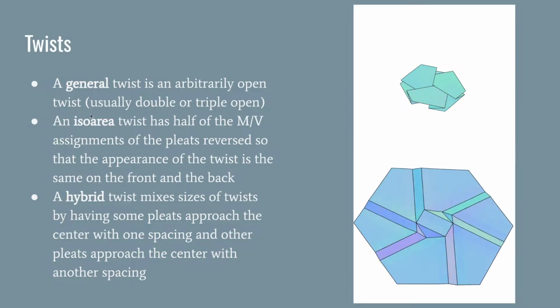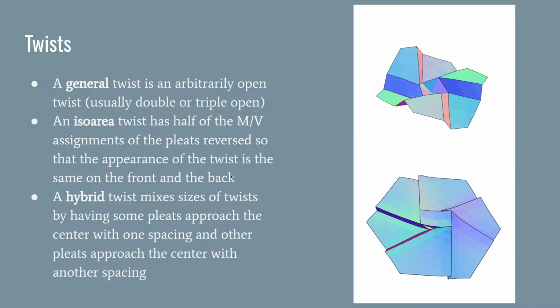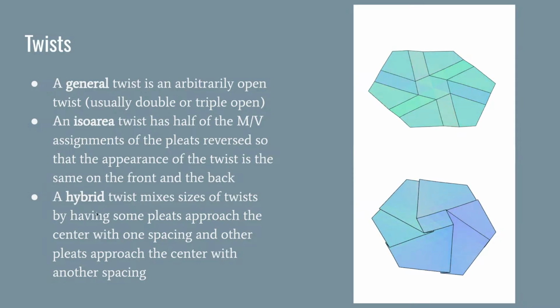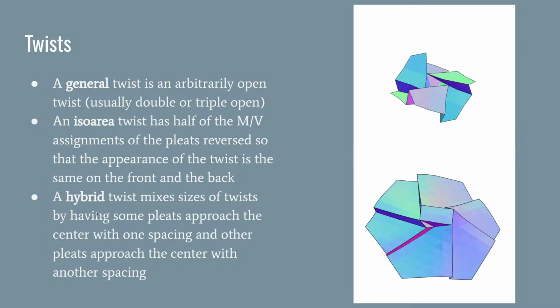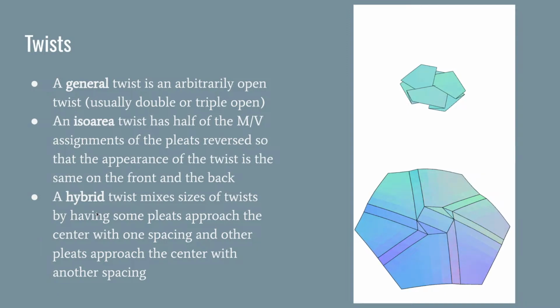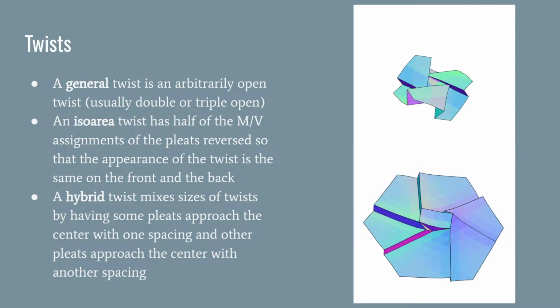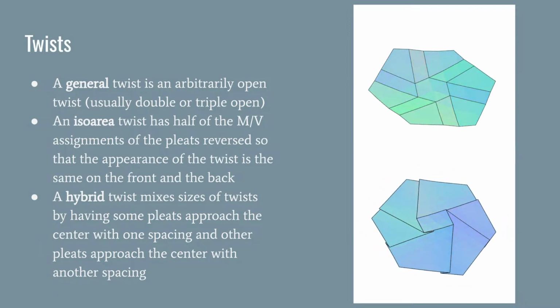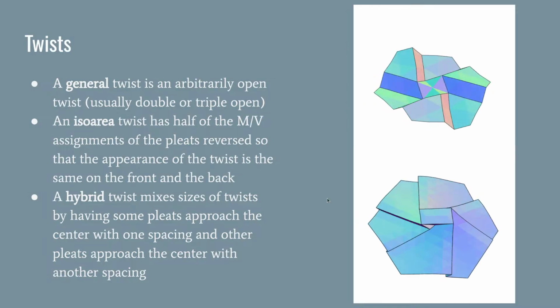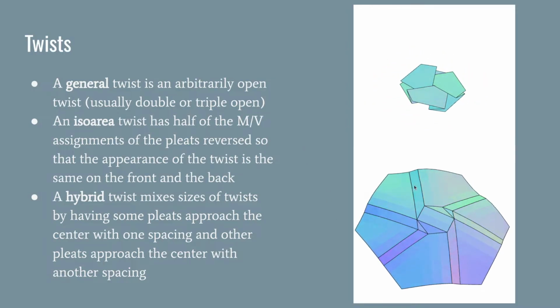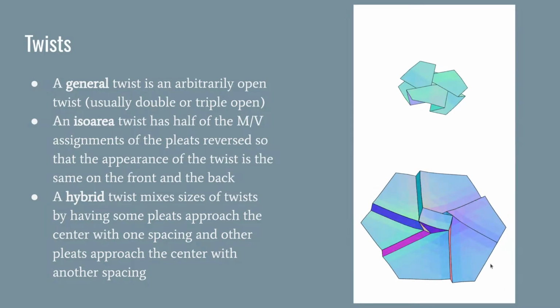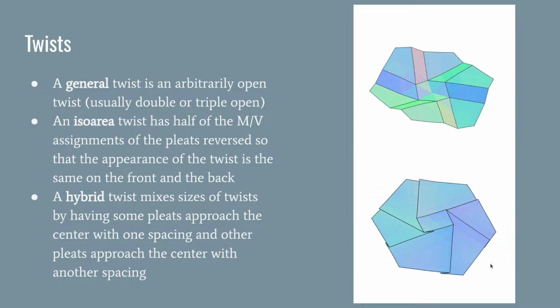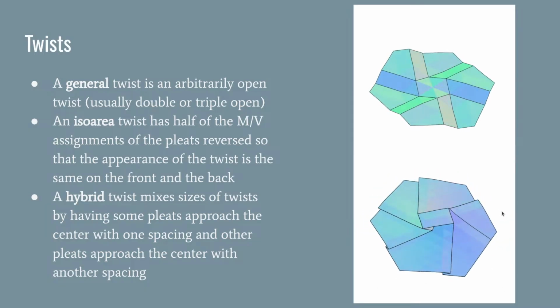And that's more of a math term. And then a hybrid twist. This is one of my own terms. It mixes sizes of twists on a pleat by pleat basis. So this twofold rectangle hybrid hexagon twist, and we'll get into what I mean by twofold later on.